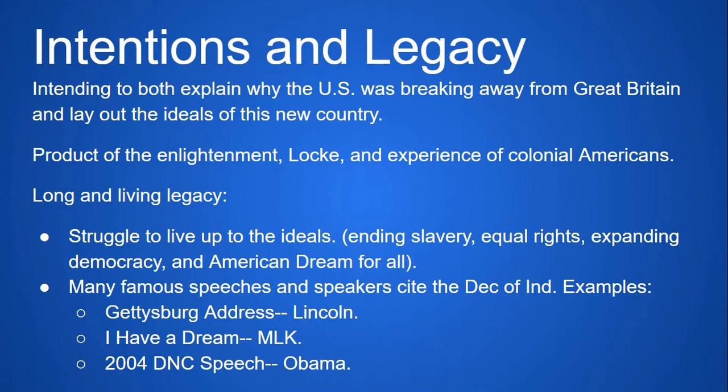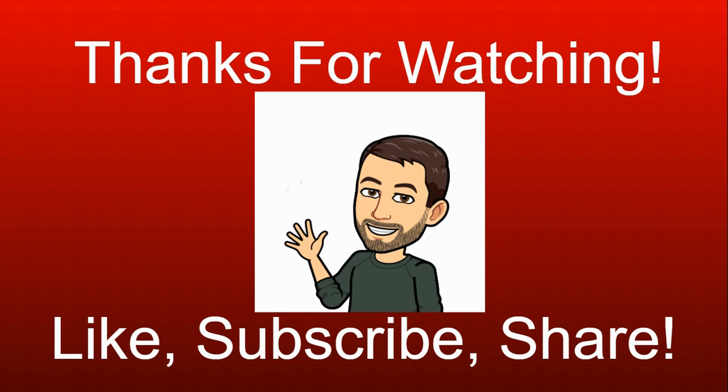There has been incredible progress, including ending slavery, advances in equal rights, expansion of democracy over time, and creating a society in which the American dream is attainable for all. But there is still a ways to go on many of these fronts. The Declaration of Independence is cited many times in many famous speeches and by famous speakers. A few examples include the Gettysburg Address by Abraham Lincoln, Martin Luther King's I Have a Dream speech, and Barack Obama's 2004 DNC speech. That does it for the Declaration of Independence.